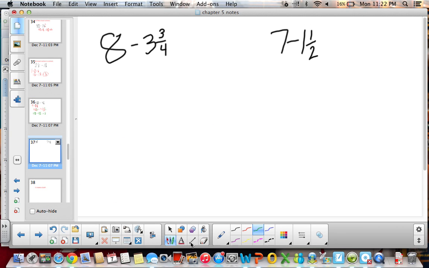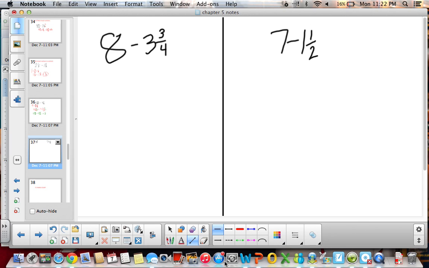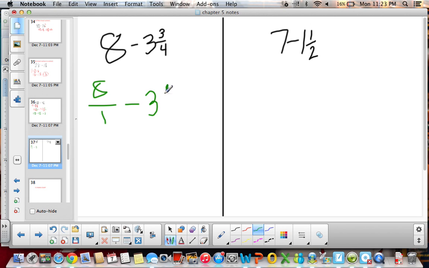Okay, and then the last type of problem that I want to talk about is if we have a whole number minus a fraction. So if I have 8 minus 3 and 3/4, first of all, I know that I can change 8 into a fraction by rewriting it over 1. So I could do 8 over 1 minus, and then we're going to keep 3 and 3/4.